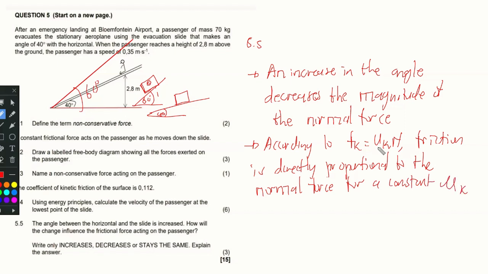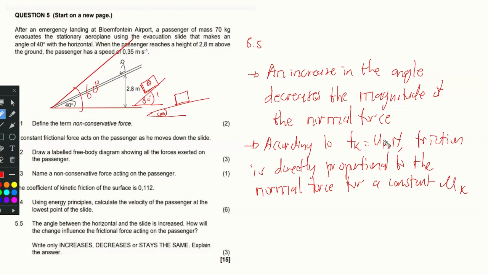Now we know that mu k will always remain constant because the only way you can change the coefficient of friction is if you change the surface altogether, right? So the mu k relates to the material or the texture of the surface. You can't change the coefficient of friction by simply increasing or decreasing the angle. You can only change the coefficient by changing the whole surface and the material of the surface.